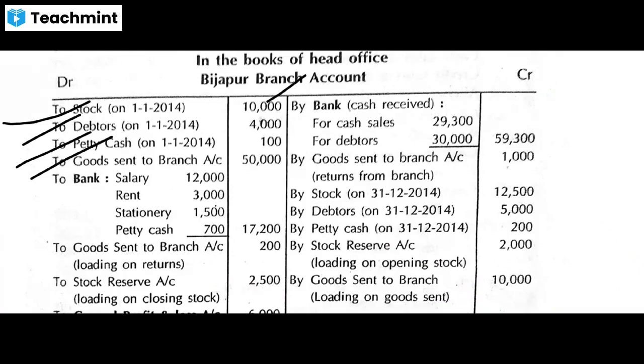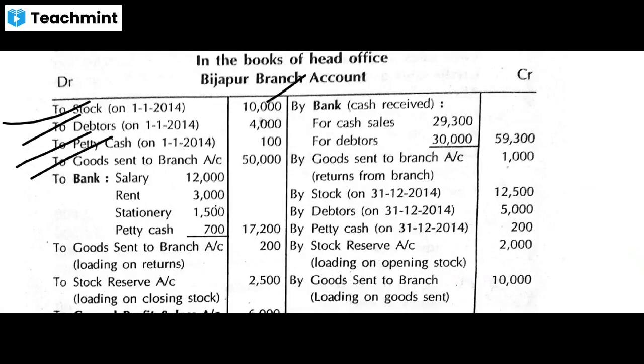Then debtors, closing debtors, they are not provided in this problem. We have to ascertain. So for that purpose, we have prepared the debtors account. So closing debtors 5,000 and closing petty cash 200. Okay, they are provided directly in this problem.